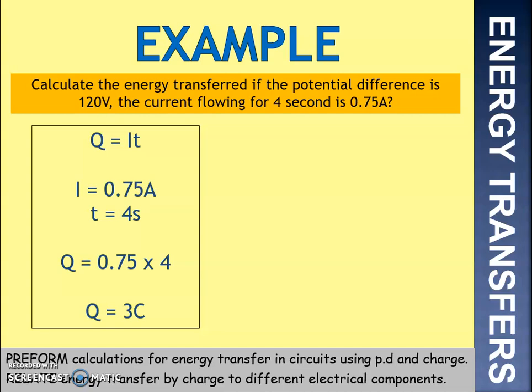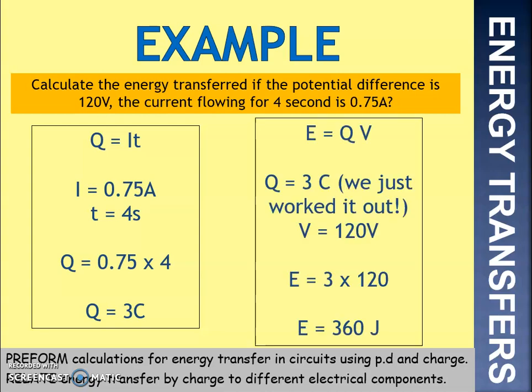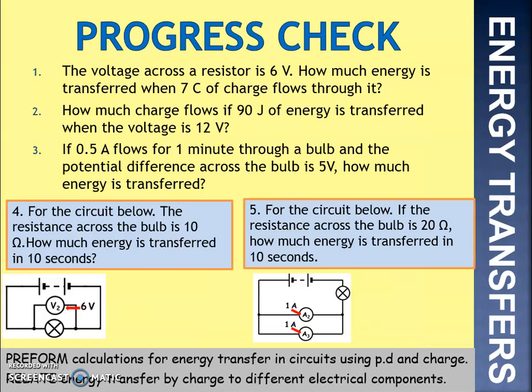We can now answer the second part of the question. Energy equals charge times potential difference. Charge is 3 coulombs, we've just worked that out previously. And from the question, potential difference is 120 volts. So that's 3 times 120, giving us 360 joules. With that in mind, pause the video and try and attempt these 5 questions. Pause the video whilst you attempt them and restart when you'd like the answers.